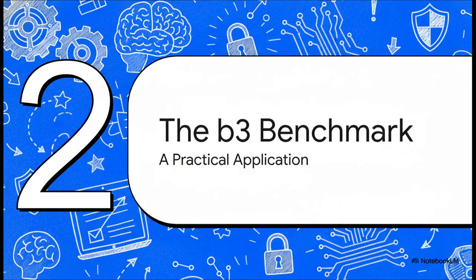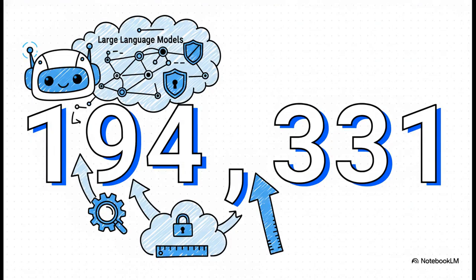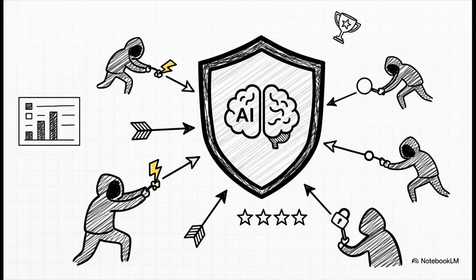Okay, so how was this framework then used to evaluate different LLM backbones? It was used to construct the B3 benchmark. That benchmark is based on 194,331 unique adversarial attacks that were collected through crowdsourcing. These attacks were gathered in a challenge designed to generate targeted and context-dependent exploits across 10 different threat scenarios.